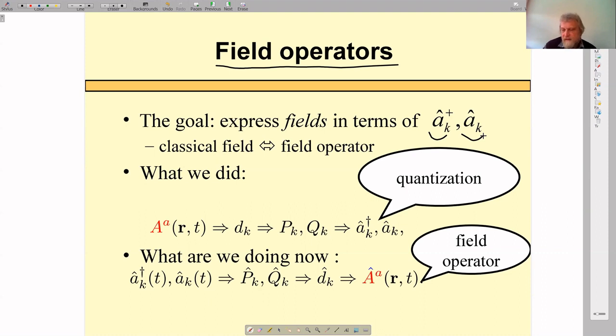In order to understand the quantum properties of the fields, one needs to express these fields in terms of creation and annihilation operators. We would like to present the classical field as a field operator.